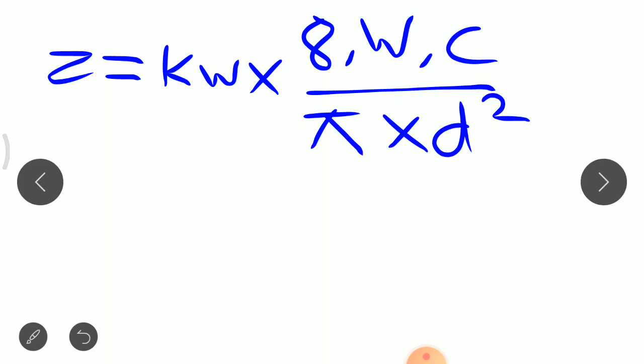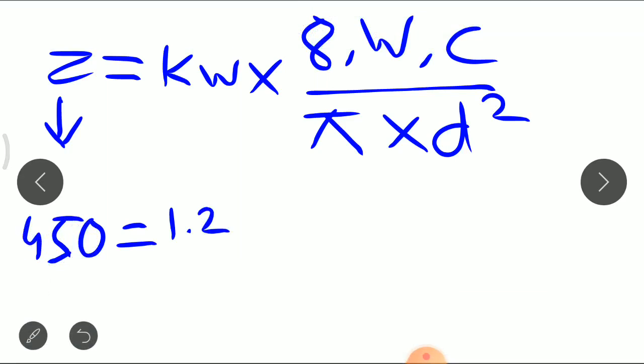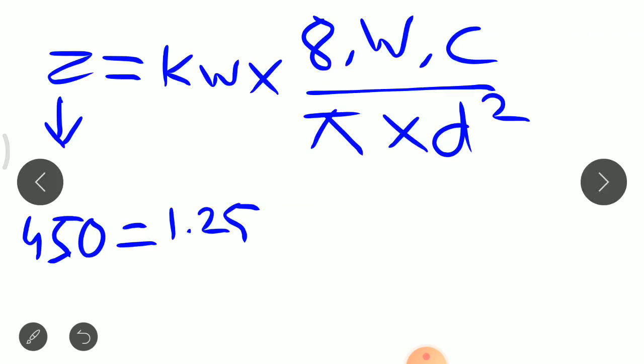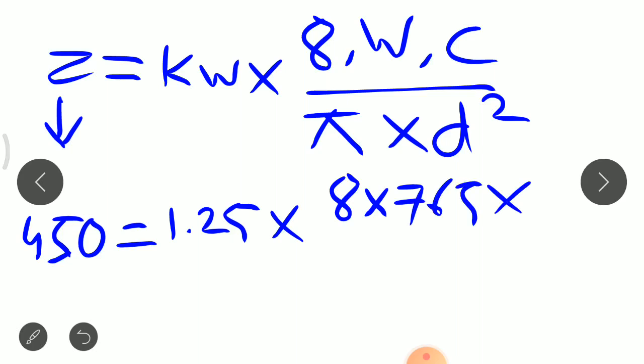This is the formula for shear stress induced. Now we will put the value one by one. We know that the value of tau is 450, which is given in the problem, equal to 1.25. This value we have found by using the Kw formula, multiplied by 8 into 765 multiplied by 6, this is the spring index value, divided by pi into d square.